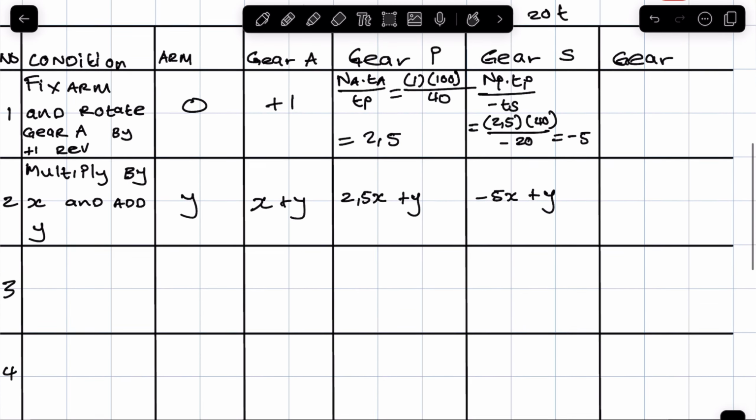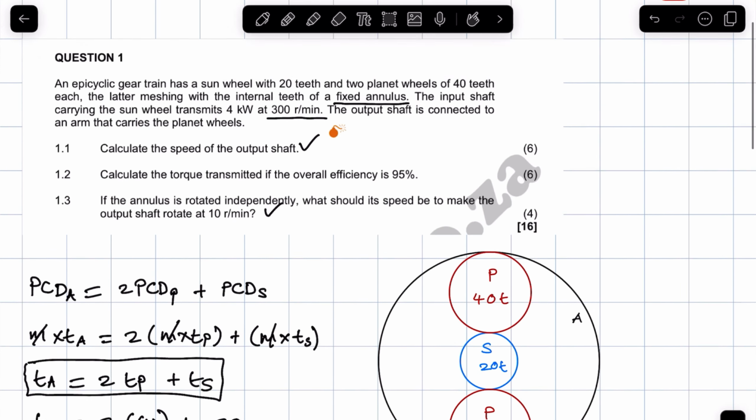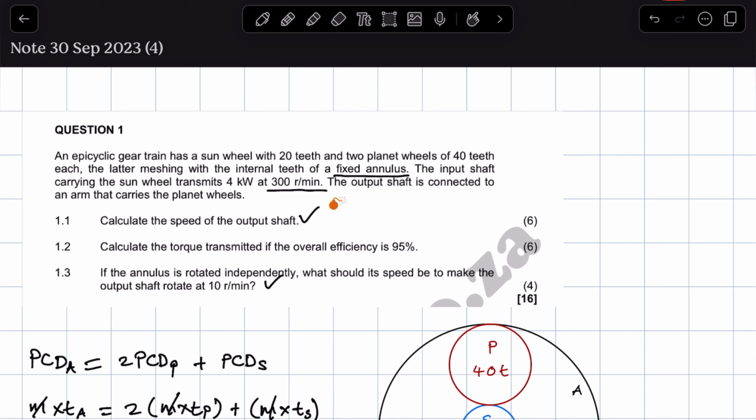Remember that for us to get what we are looking for, we need at least 2 assumptions, so we can establish equations which we will then solve simultaneously, right? So now let's look at 1.1. They said calculate the speed of the output shaft. Now the output shaft is connected to the arm, right? So essentially they want us to calculate the rotational frequency of the arm, right?